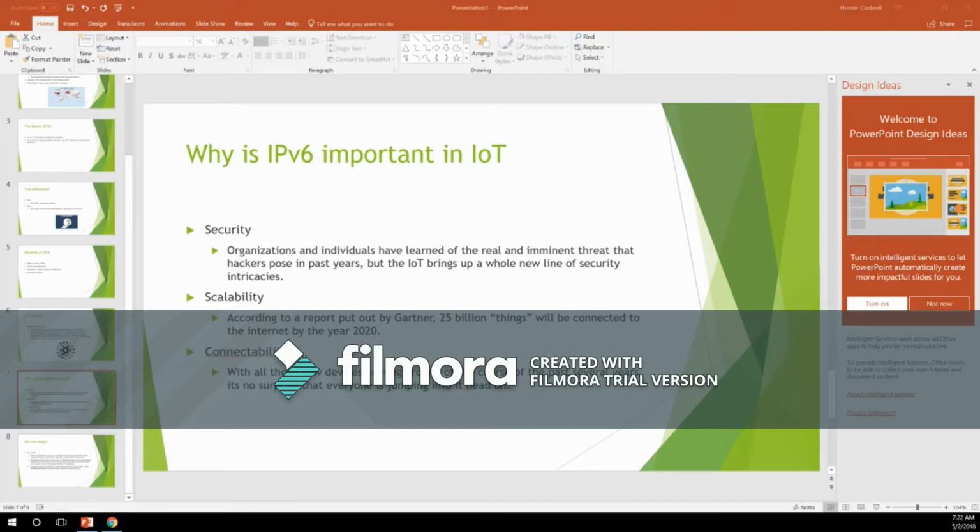So why is IPv6 important in IoT? Well, security, scalability, and connectability. With billions of new smart products being created every day, security is an important thought in the backbone of all IoT engineers' minds. Organizations and individuals have learned of the real and intimate threat that hackers pose in the past, but the IoT brings up a whole new line of security intrusions.